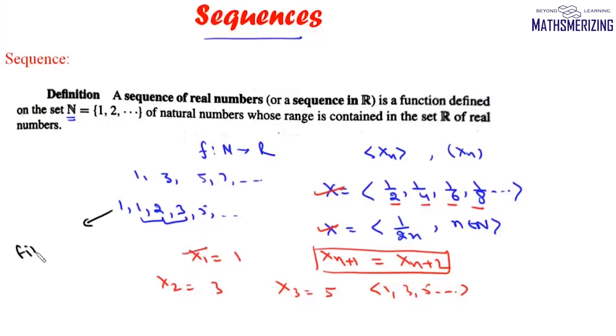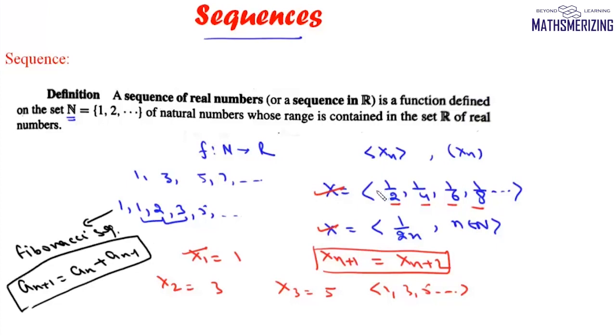Now the Fibonacci sequence can be expressed as a(n+1) equals an plus a(n-1). So we may express any sequence by writing ordered terms, we may define a sequence by writing its nth term, or we may define any sequence with a recursive formula. And then, as discussed previously, there could be some sequences which do not have any mathematical formulations.